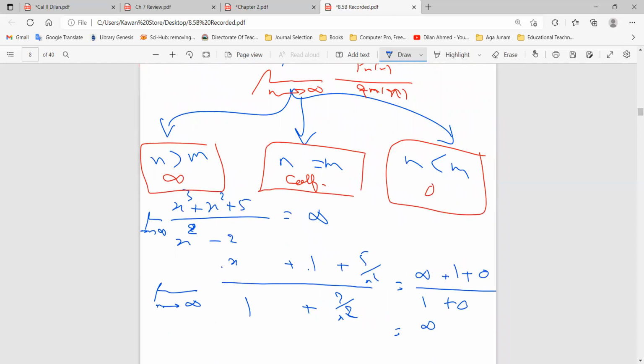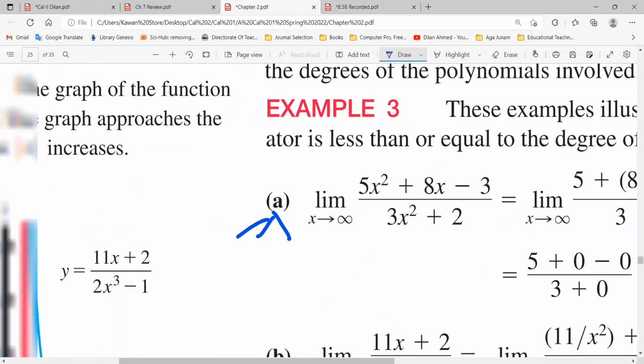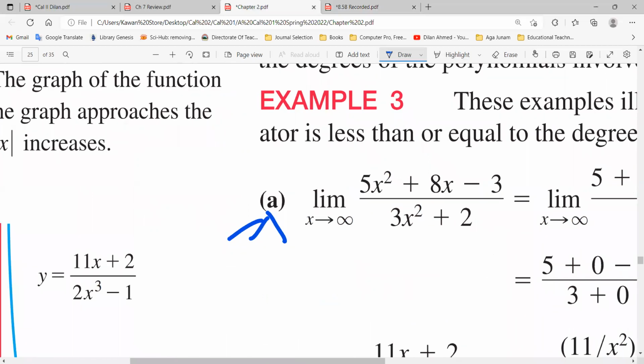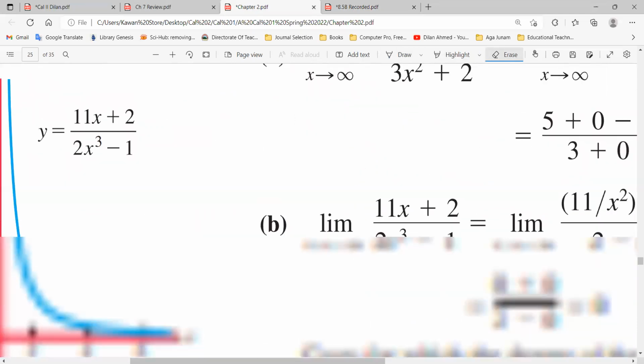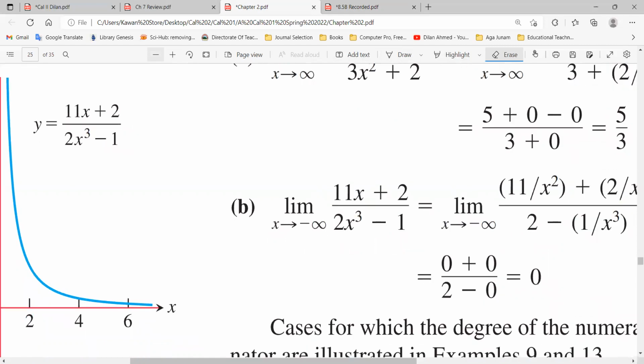Clear? So tell me about that example. Is equal to what without doing any calculation? Doing 5 over 3. Why? Yeah, so the degrees are equal. So the second case of the polynomial, right? So how about the second example? How about the second example here? 0, why? That one is greater. Understood? Now, this is the review of the limits.